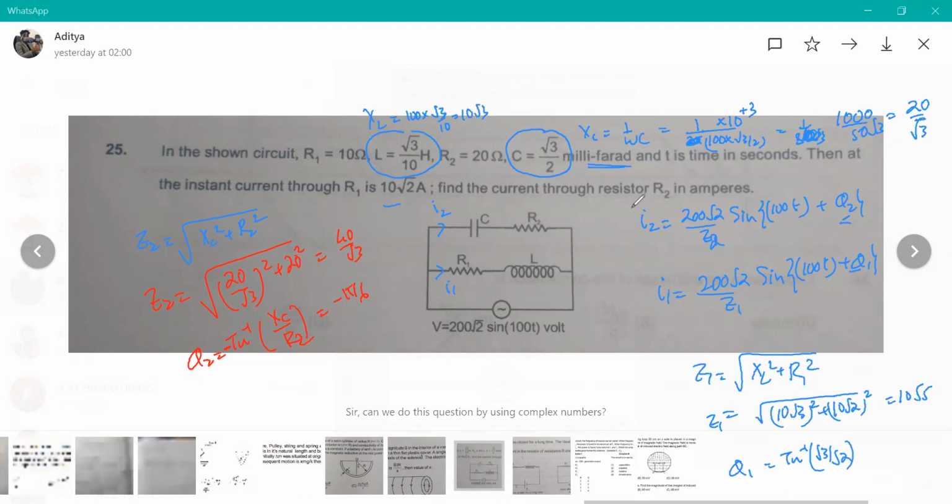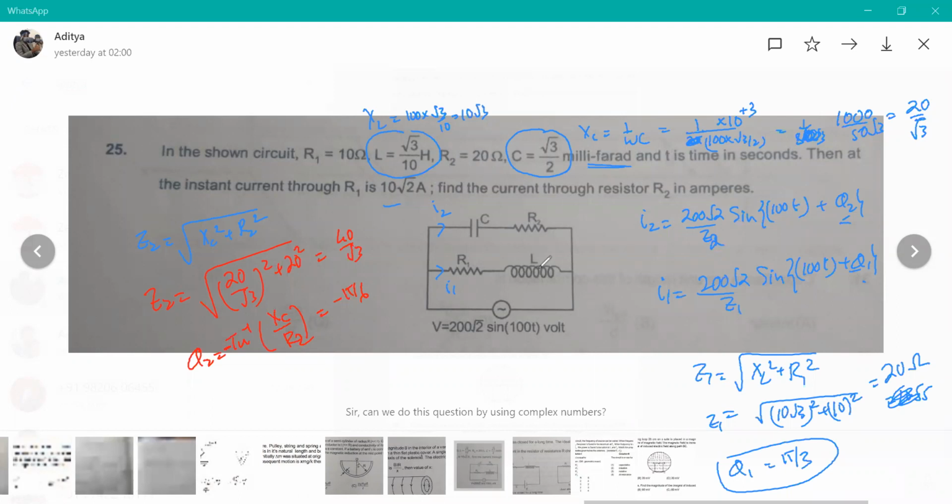Oh sorry, I've taken the value of R1 wrong. R1 is 10. That's what I thought, that we're getting a very odd value here. So this will just become 20 ohms, and phi 1 will just be tan inverse root 3, so it will be pi by 3. Okay, so this is very easy. This phase term is pi by 3 and this term is 20. And this phase term is minus pi by 6 and this term is 40 by root 3 or whatever.